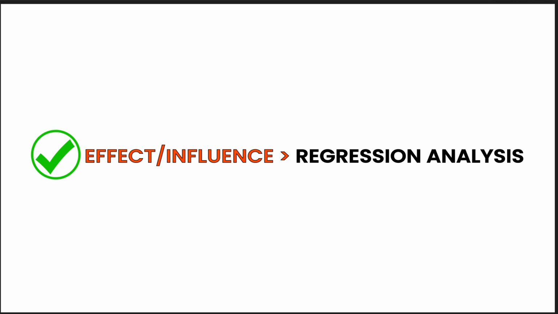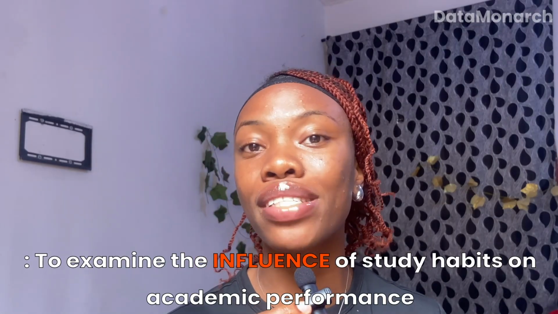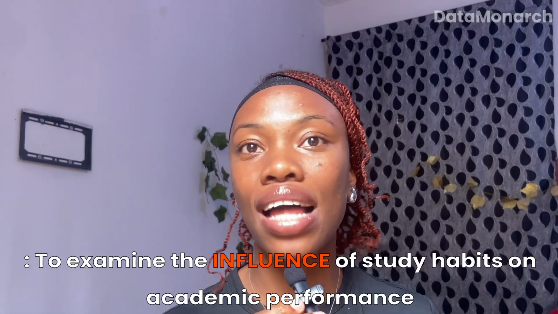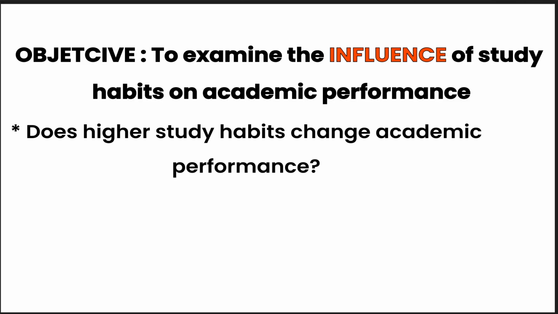So for this type of objective, you use regression analysis, as regression analysis shows the effect of a variable on another. So once you see effect, to examine the effect, to investigate the effect, to assess the effect of one variable on another, the analysis that should come to your mind at that moment is regression analysis. Another example I can give you is if you want to examine the influence of study habits on academic performance. You don't just want to check if there is a relationship between the study habits and academic performance. No, you want to check, does higher study habits change academic performance?